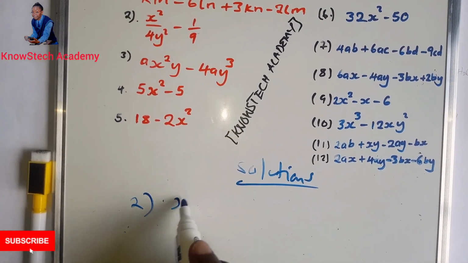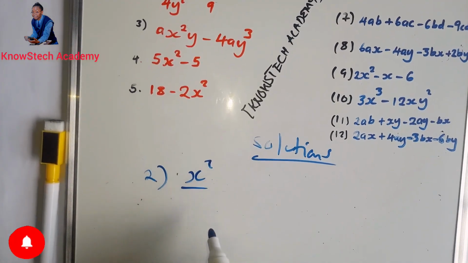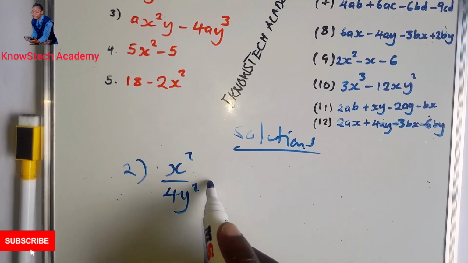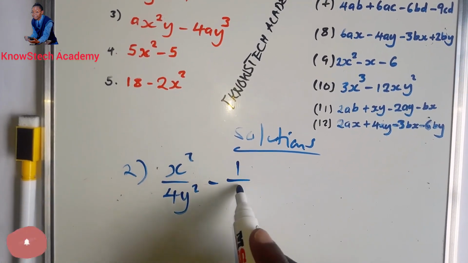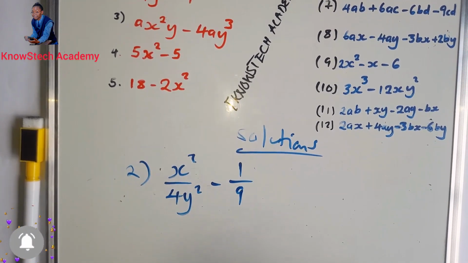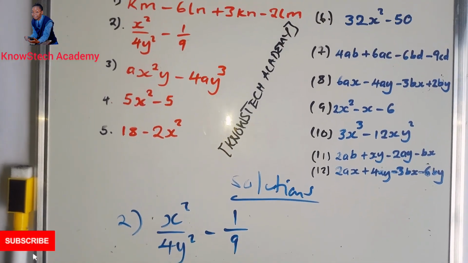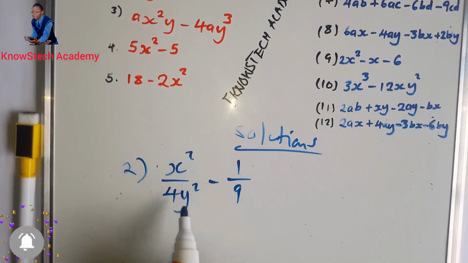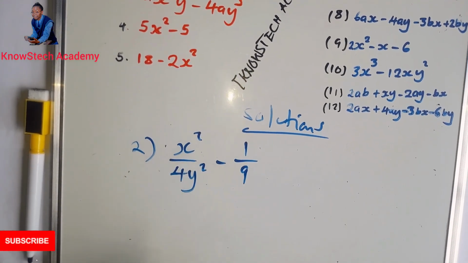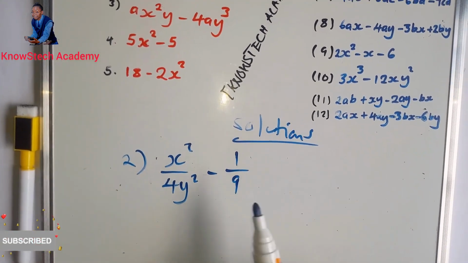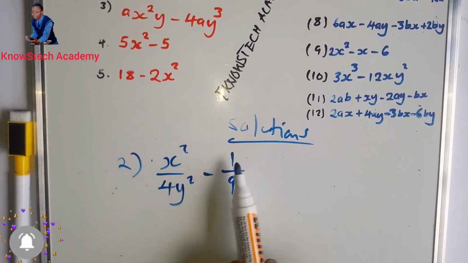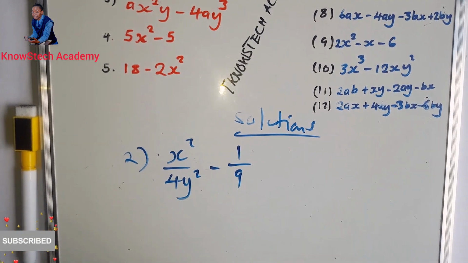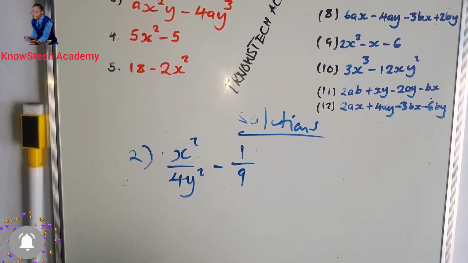So question 2 is x squared over 4 minus y squared over 9. So now this one, we only have two terms. We have this and this. And when you look at what is common, you don't have anything common between the two terms. So what you do is factorize by difference of two squares.